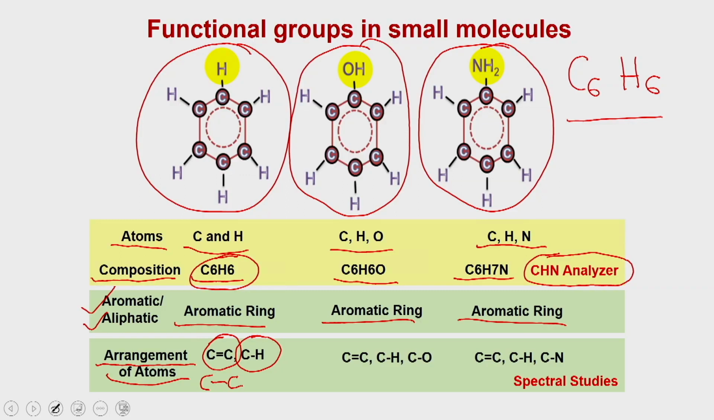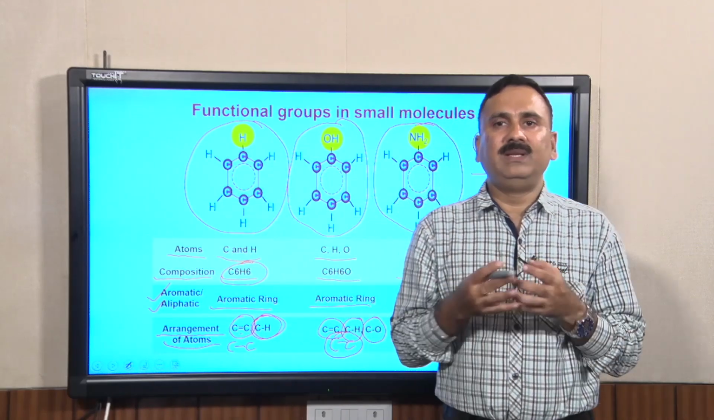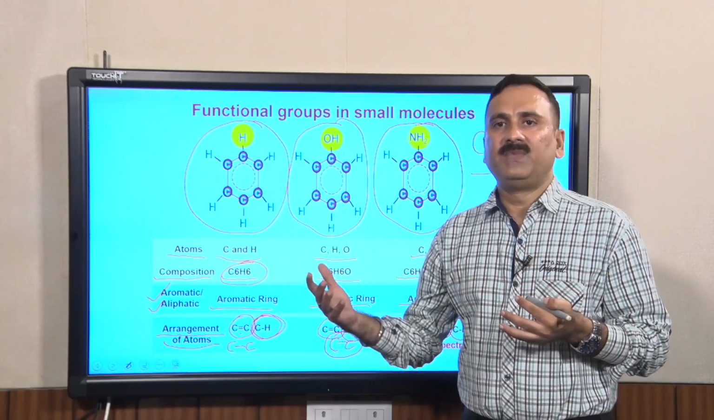For example, in the case of benzene, you have the carbon double bond and the carbon single H, whereas in the case of phenol, you have the carbon double bond, then the carbon to hydrogen bond as well as the carbon to oxygen bond, and in addition, you may also get a band for the carbon-carbon single bond. Similarly, in the case of aniline, you have carbon double bond, carbon to hydrogen bond and the carbon to nitrogen bond. So, how are you going to get the arrangement of the atoms in the molecule?